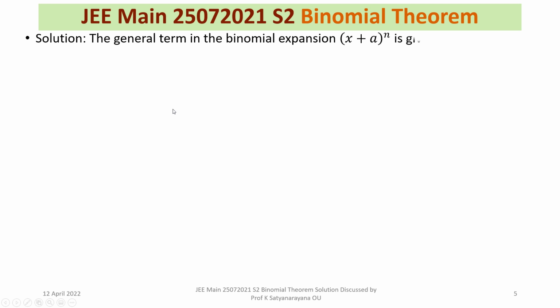We now discuss the solution. It is known that the general term in the binomial expansion (x + a)^n is given by T_(r+1), the (r+1)th term, is equal to nCr x^(n-r) a^r, where n is a positive integer.